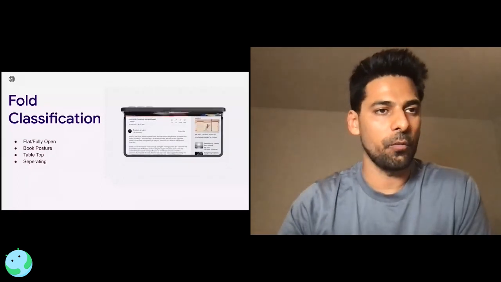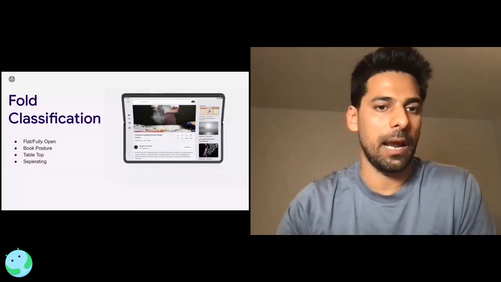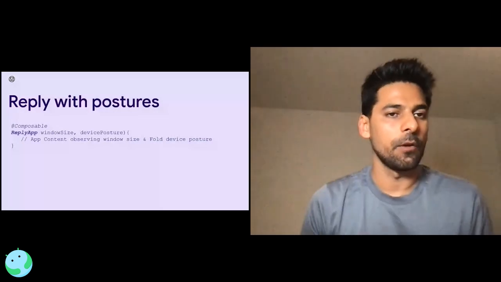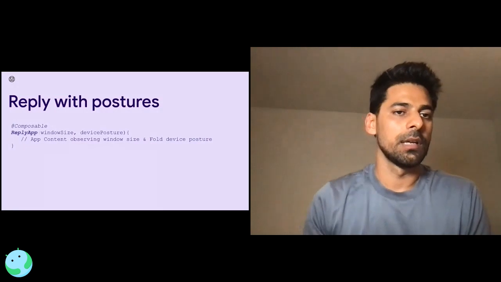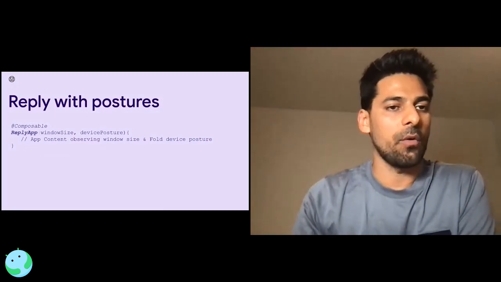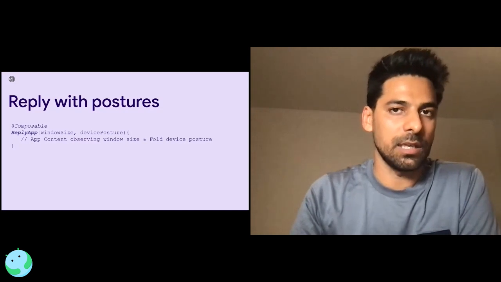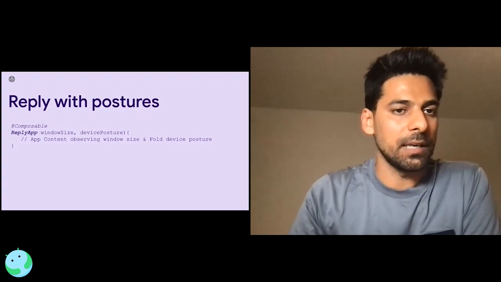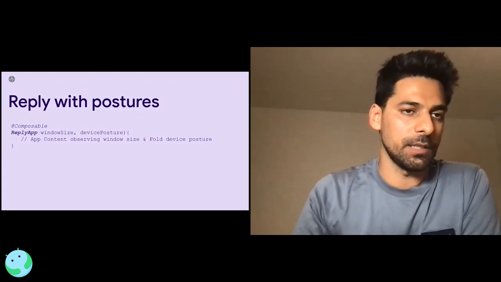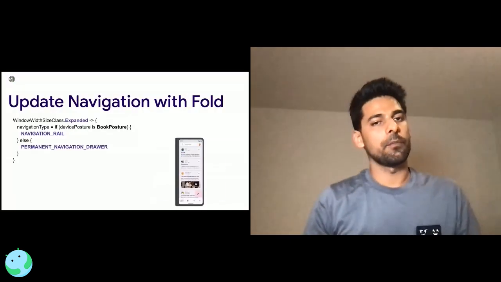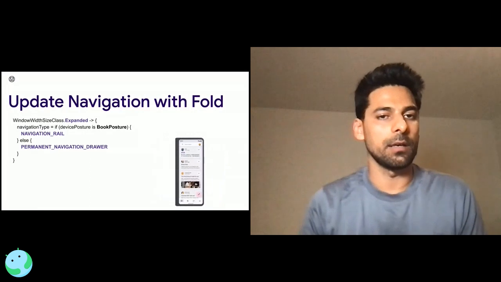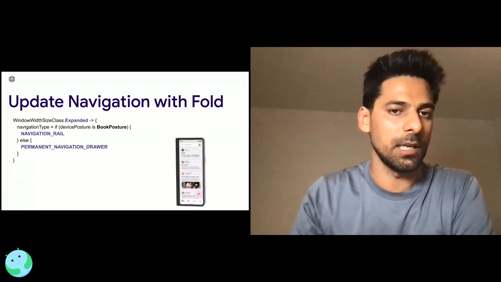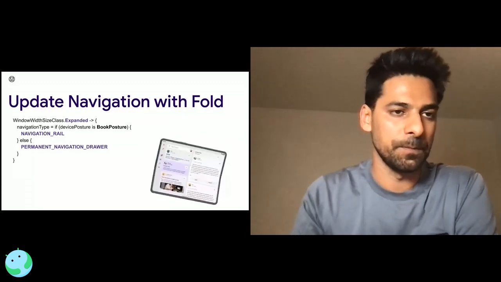Now let's see how we can implement these fold features in our app. So where we passed the window size in our composable, we will also pass device posture. Device posture and window size are now observable to our content, and our content can react to it. We saw we added navigation for the expanded state to be a permanent navigation drawer always. But now if we detect our device is in a book posture, we do not want to do that because that permanent navigation drawer may push our main content of the first pane into the middle of the crease or the hinge.